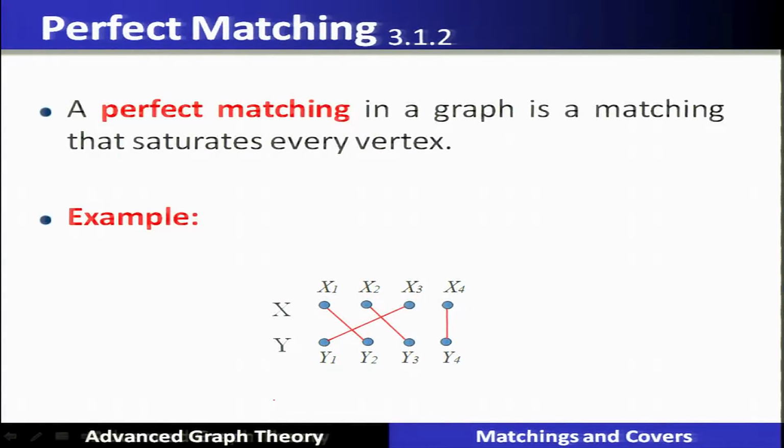Perfect matching. A perfect matching in a graph is a matching that saturates every vertex. Take this example graph. Here the red colored edges are the matched edges. These matched edges are incident on all the vertices, hence this kind of situation is called a perfect matching.